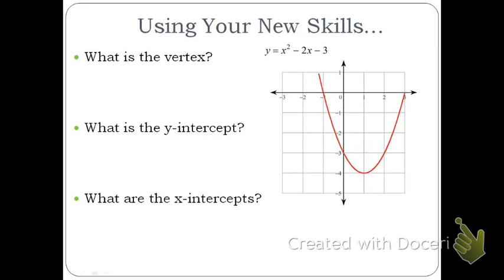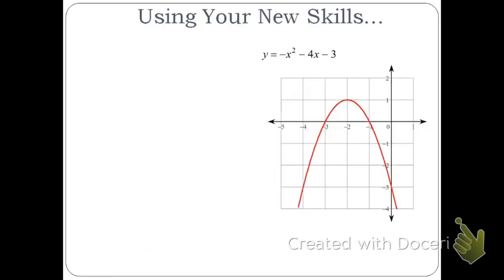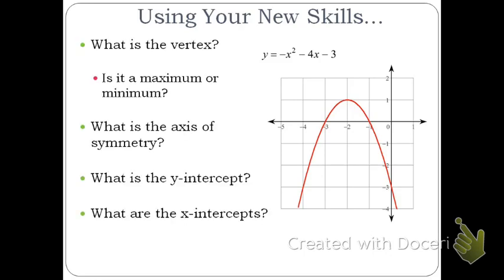Last one here. We want to identify all those four key parts. What's the vertex? Is it a maximum or minimum? What is the axis of symmetry? What are the y-intercept and the x-intercepts? Alright, take a second, see what you can fill out. When you're ready, take a look.